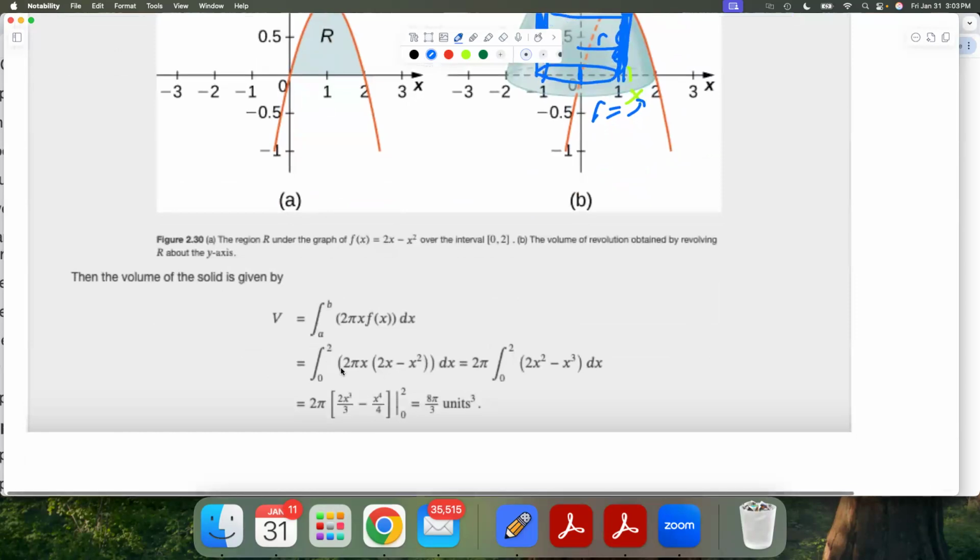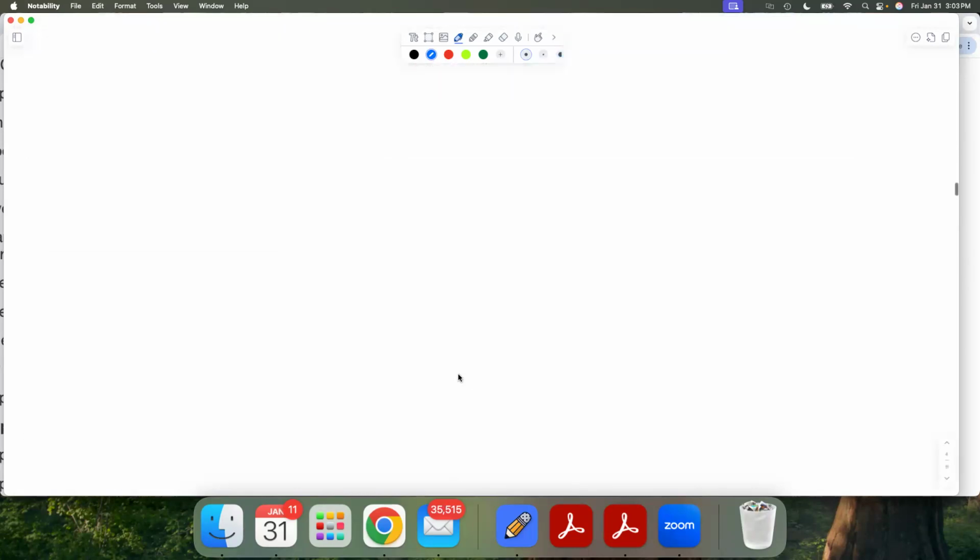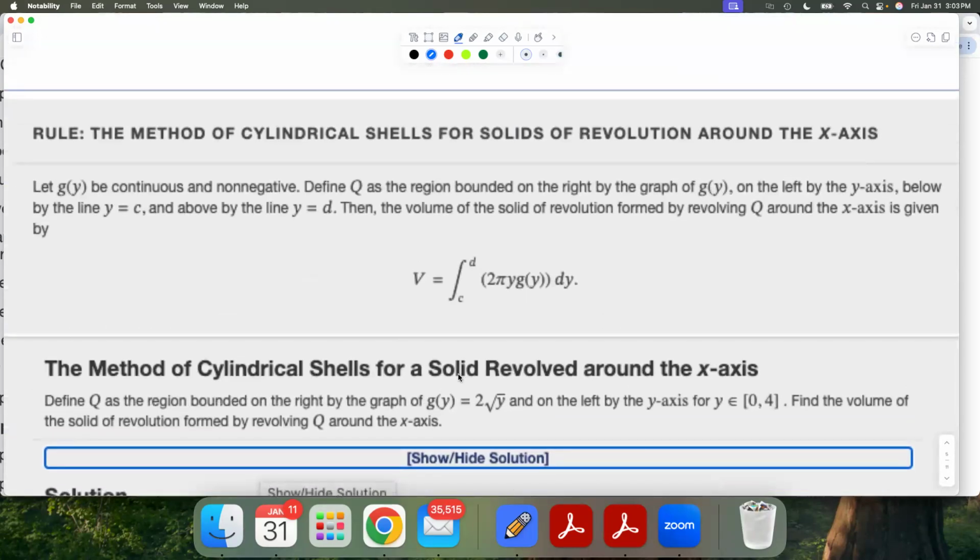So 0 to 2, 2 pi r, that's the radius of my shell, and that's the height of the shell. And that's the thickness of the shell, the dx. And then again, you can check all those details. Okay, let's look at another one.